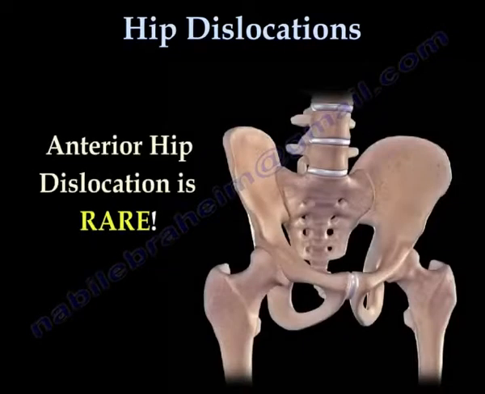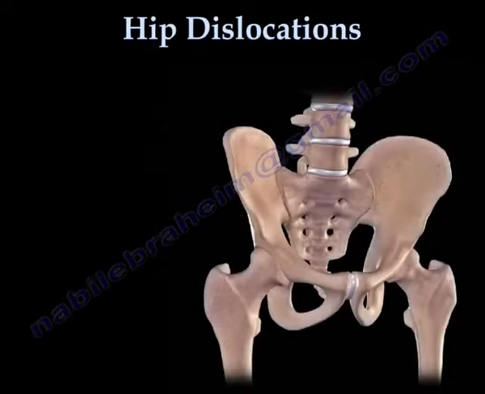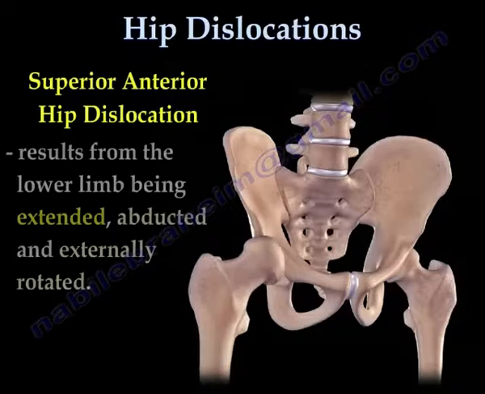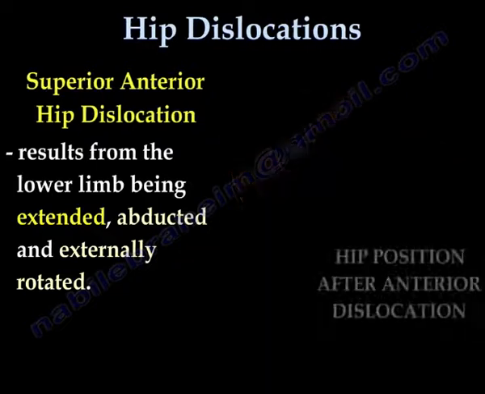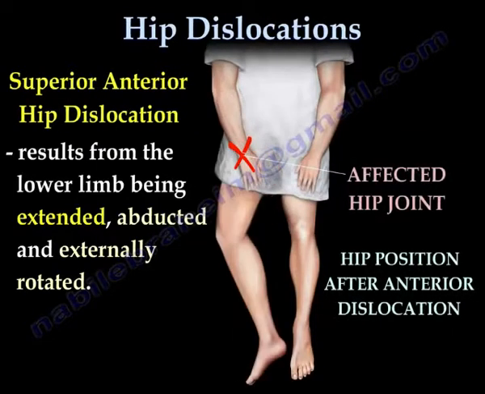Anterior hip dislocation is rare. It could be superior anterior hip dislocation and the lower extremity will be extended, abducted, and externally rotated. You can see the position of the lower extremity after anterior dislocation of the hip.